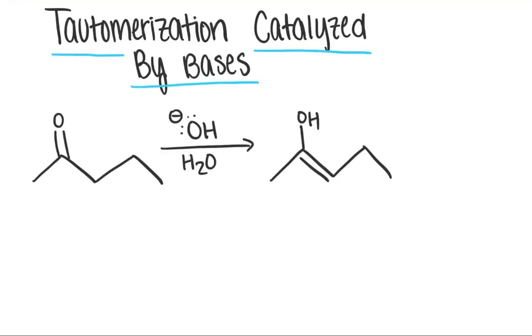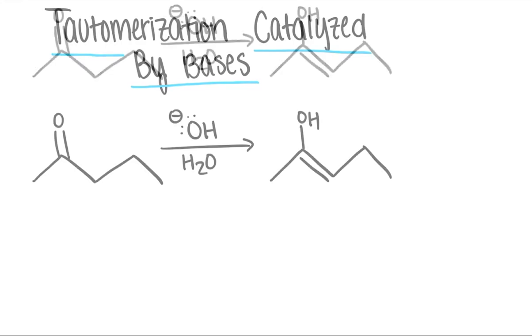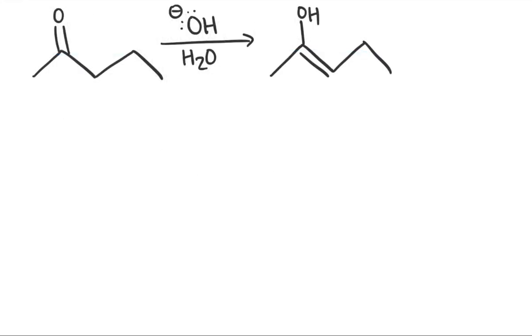Alright, so continuing from where we left off in the acid catalyzed tautomerization video, we can also catalyze this type of reaction with bases. And that is exactly what we are going to be discussing in this video. As you can see on the left, we have our ketone reactant reacting with OH- or any sort of base and H2O, forming our alcohol group and our carbon-carbon double bond. Alright, so jumping right into our mechanism.